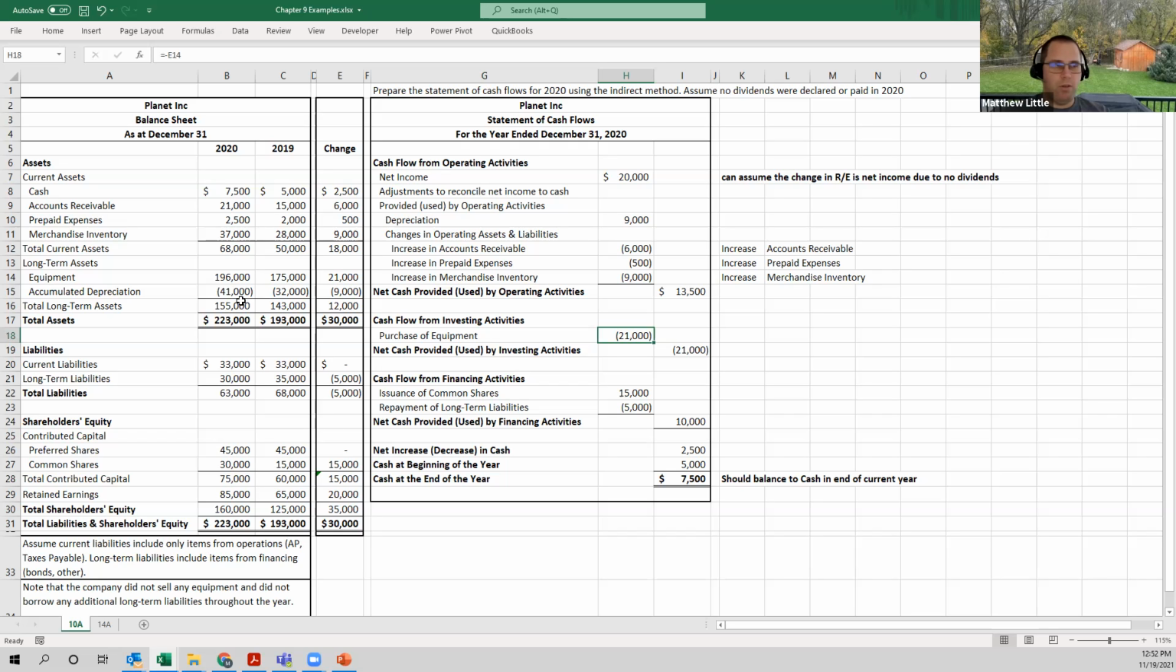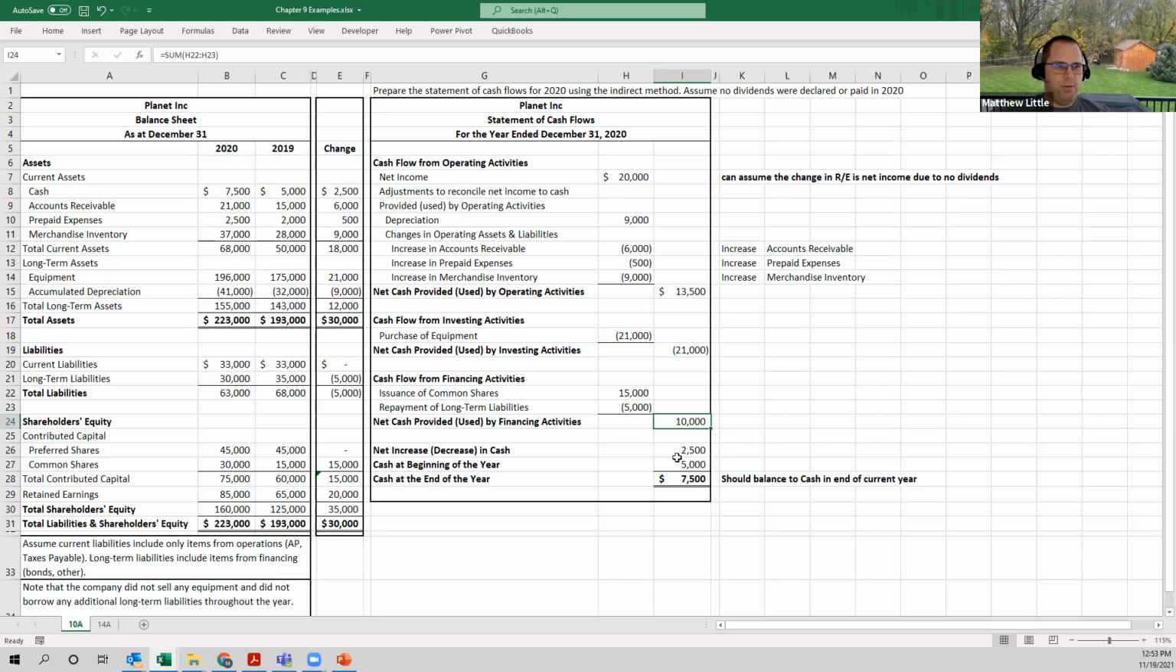Okay, so we didn't sell any, we only bought some, is what our note told us. So for the $21,000 change in capital cost before depreciation, the original cost is a reduction. So it's a $21,000 reduction for investing. And then moving on to financing, we have the $15,000 provided through the issuance of additional common shares, offset with a reduction in our long-term liabilities. So we obviously paid off some bonds owing, et cetera, 5,000. So the net cash provided through financing activities was a total of 10,000.